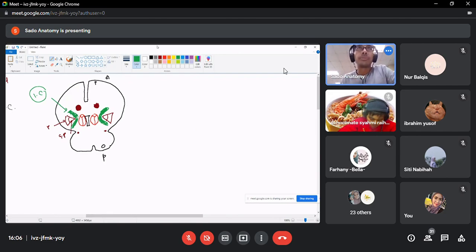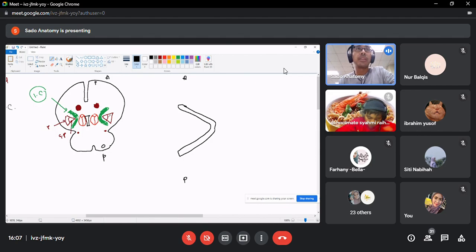Right, now I try to enlarge this diagram so that it's very clear. You can see every part of the internal capsule. This is your internal capsule. This is anterior, this is posterior. Understood? Because this is a transverse section of the cerebrum. So this is anterior and this is posterior. So this is your internal capsule.